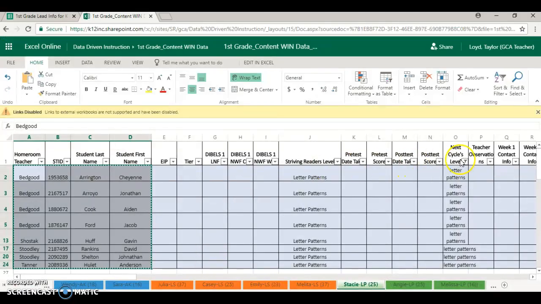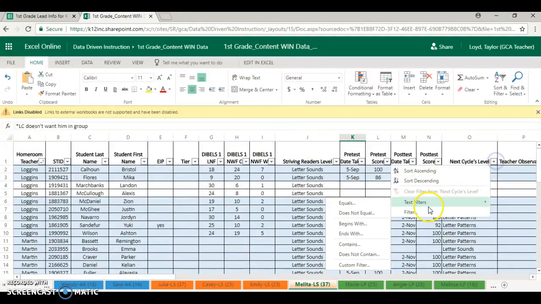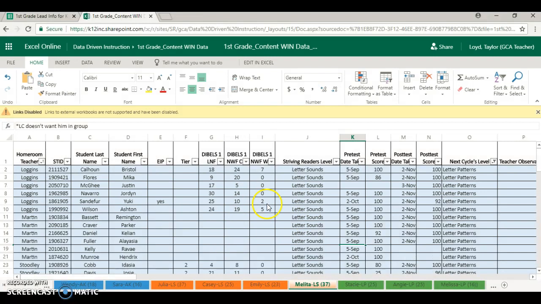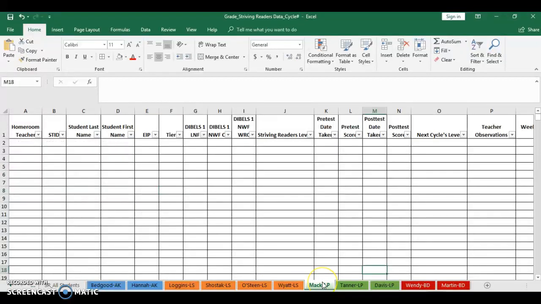So I would do the same thing for, now I have all the students from letter patterns where they've moved up or they're repeating. So then I'm going to go down to letter sounds, and I'm going to start with those that are moving up to letter patterns. And I'm going to put them in, so this was Melita's group, but they're moving up to letter patterns. So I would put them with Mac just because she had to move up.